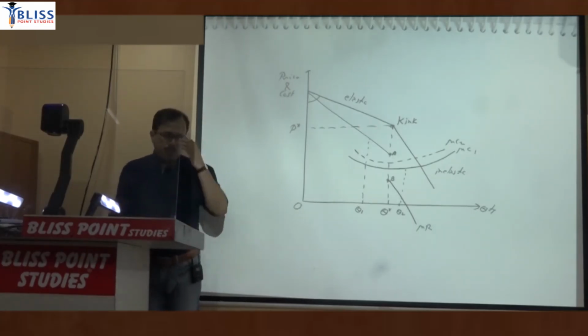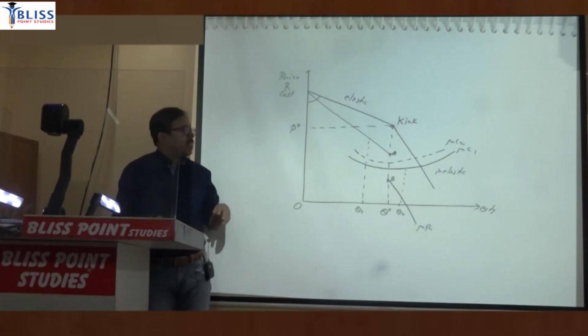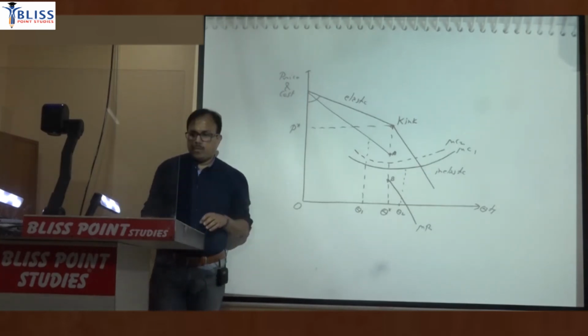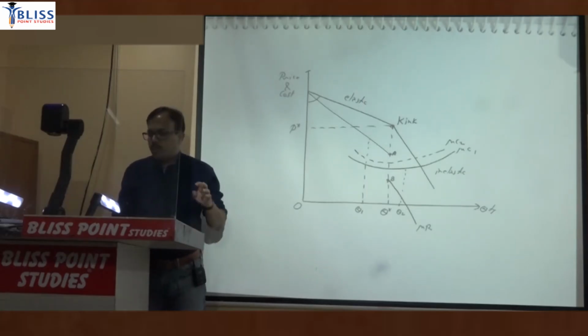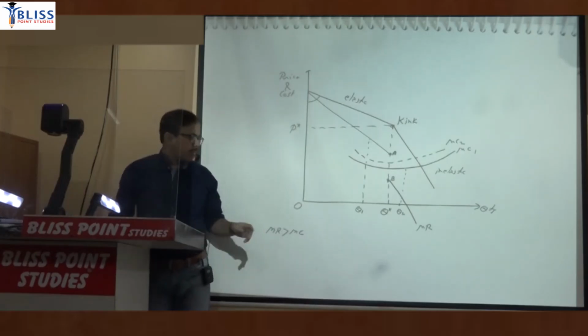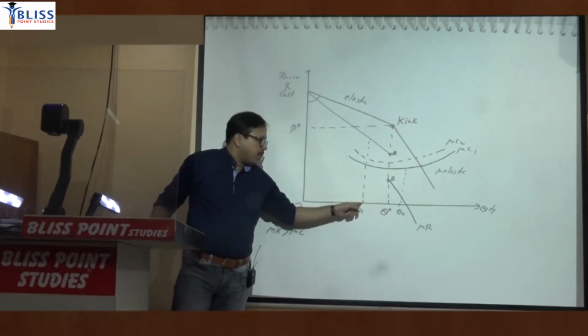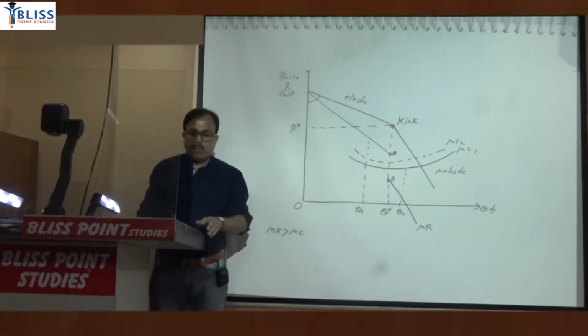Next paragraph. The equilibrium is defined by the point of kink. This is because to the left of the kink, MR is greater than MC. If you take any quantity to the left of the kink, MR is greater than MC.